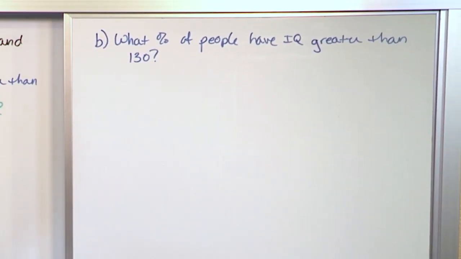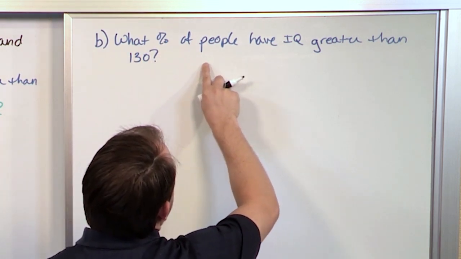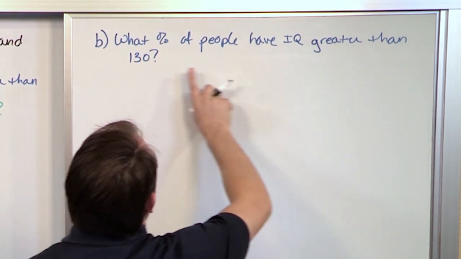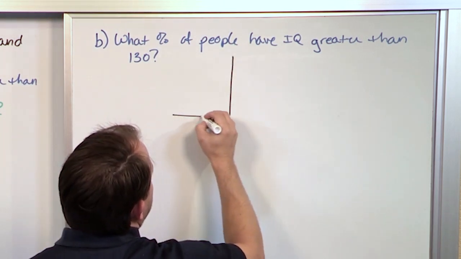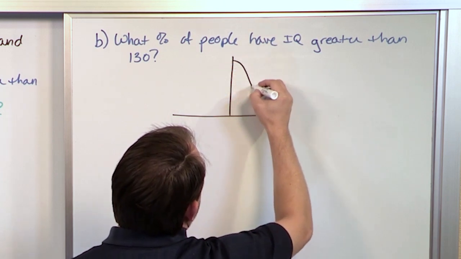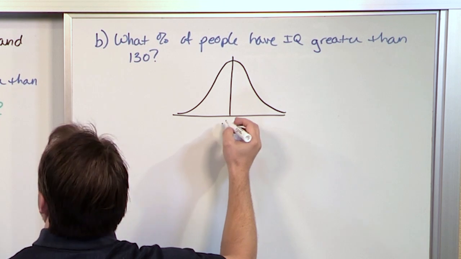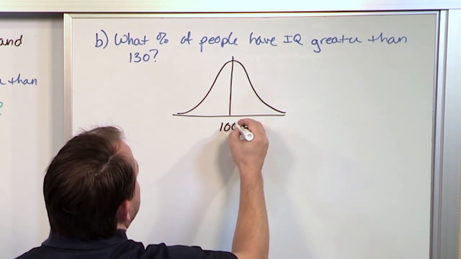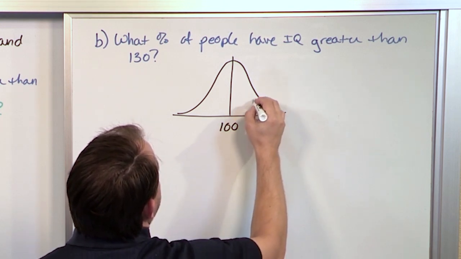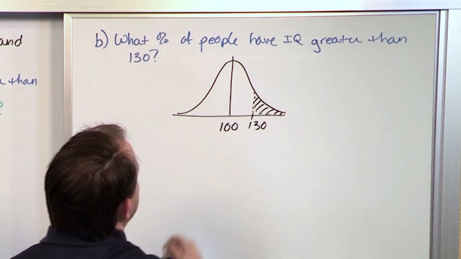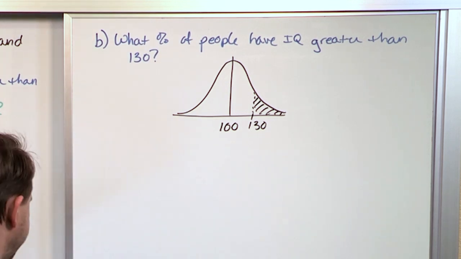So the second part here says, in a similar way, what percentage of people have an IQ greater than 130? So if I wanted to draw that, I have a normal distribution here, right? And what is the average score? It's 100. And so IQ greater than 130, this is 130. And so I'm trying to find essentially what is that surface area right there.